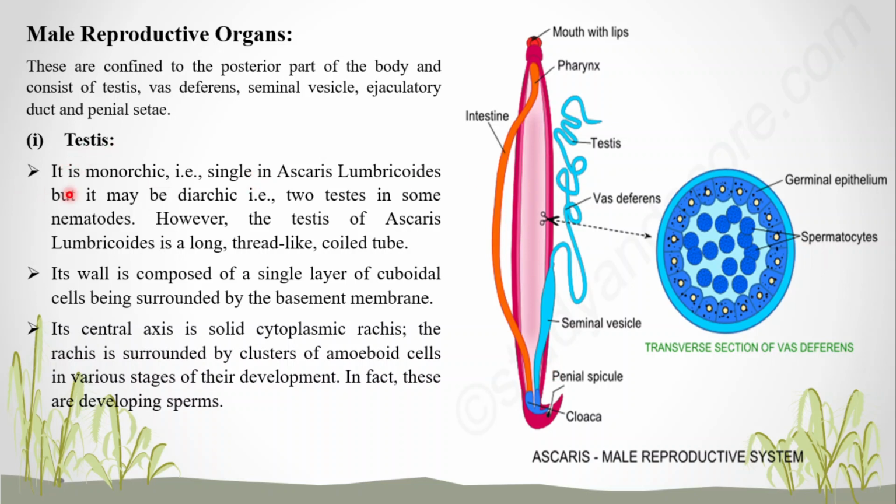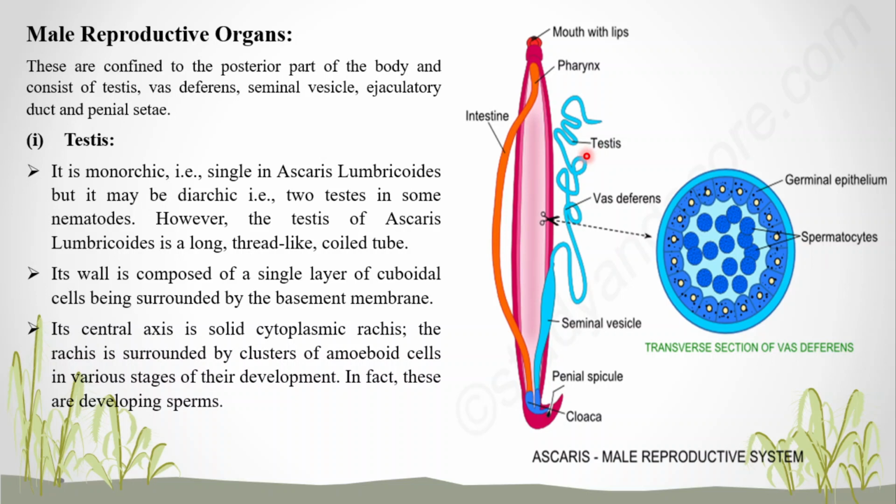The testis is monorchic, that is single, in Ascaris lumbricoides. In Ascaris lumbricoides, no pair of testes is seen, only a single testis is present. An animal having a single testis is called monorchic. It may be diorchic also, that is two testes in some nematodes, but not in Ascaris. However, the testis of Ascaris lumbricoides is a long thread-like coiled tube.